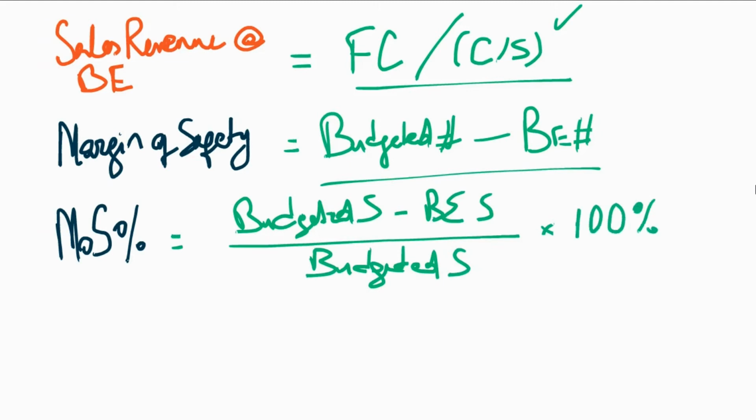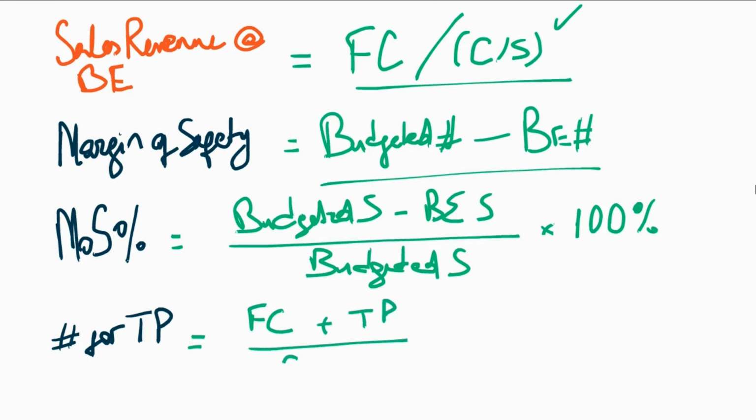Lastly, what we need to remind ourselves about is sales volume to achieve a target profit. Units to sell for target profit. The formula is fairly simple. That's my fixed cost plus my target profit divided by contribution per unit.